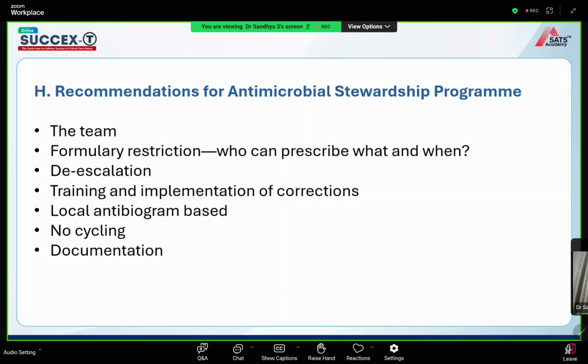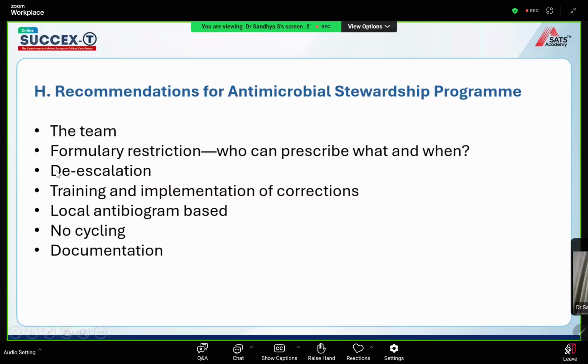And one important step that can decrease the risk of resistance is the formulary restriction. So hospitals can make a list of drugs, especially high-end antibiotics, and they should restrict the people who can use it. Like if a patient needs ceftazidime-avibactam or a polymyxin, not everybody can prescribe that drug, so that will help in reducing the resistance to that particular drug.